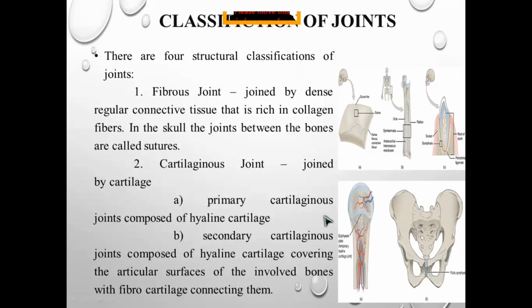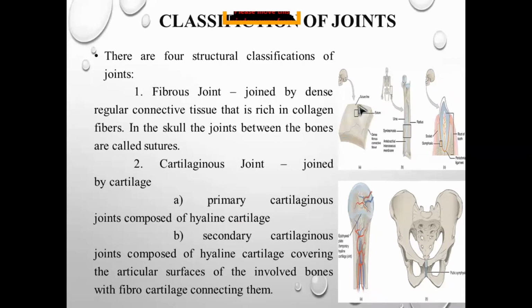Then cartilage joint, joined by the cartilages. The primary cartilage joint is composed of hyaline cartilage. The secondary cartilage joint is composed of hyaline cartilage covering the articular surface of the involved bone, with a fibrocartilage connection between them.